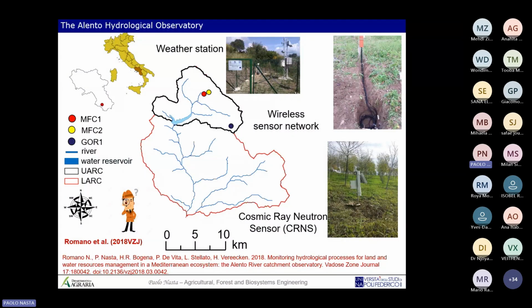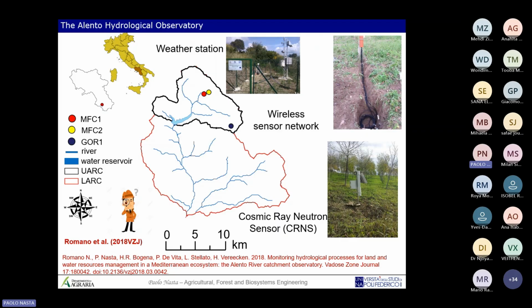So talking about data, in our research team at the University of Napoli, Nunzio and I are managing the Alento Hydrological Observatory, which is located in southern Italy, in the administrative region of Campania. The entire Alento catchment covers an area of about 400 square kilometers. And in the early 90s, the Alento Dam was built and divides the upper part from the lower part.